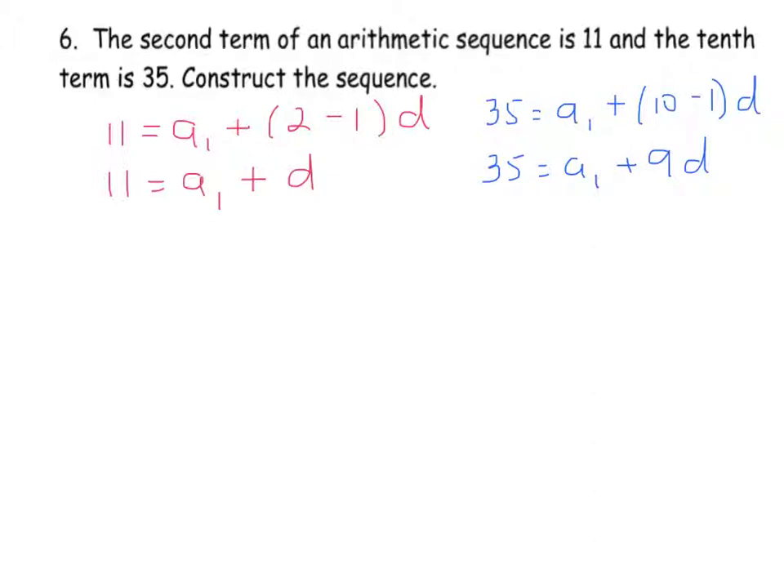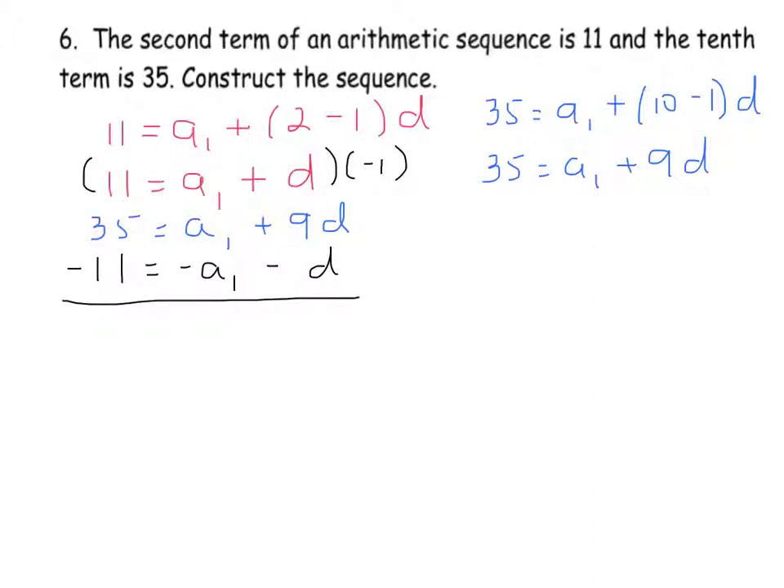So I need to write them under each other. So I'm going to say 35 equals a1 plus 9d. And I am going to multiply the first equation by negative 1 and write it underneath. So negative 11 equals negative a1 minus d. So now if I add the two equations, I will get 24 equals 8d. And if I divide by 8, I will get the common difference, which is equal to 3.